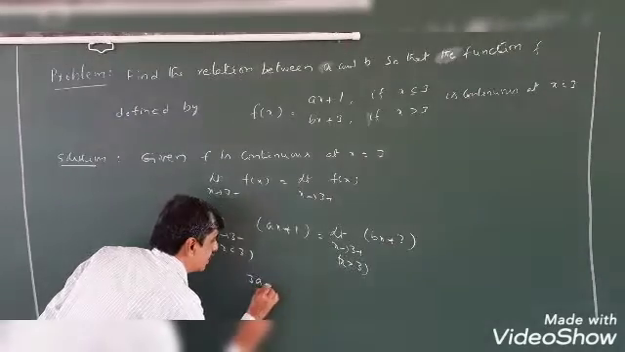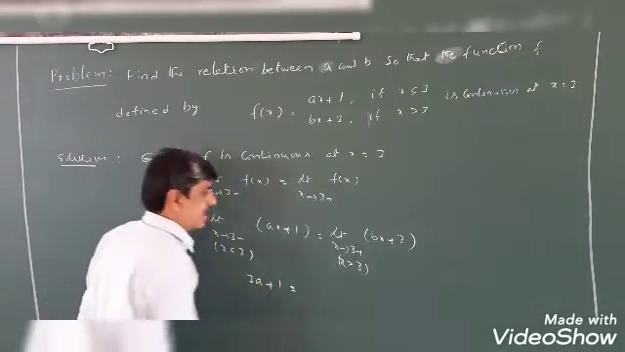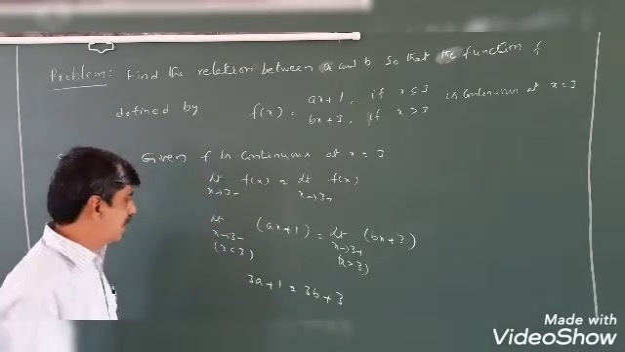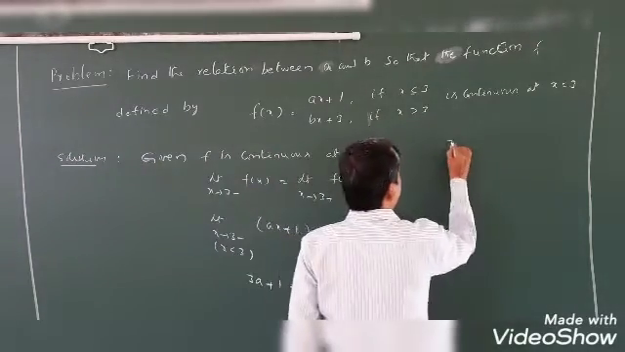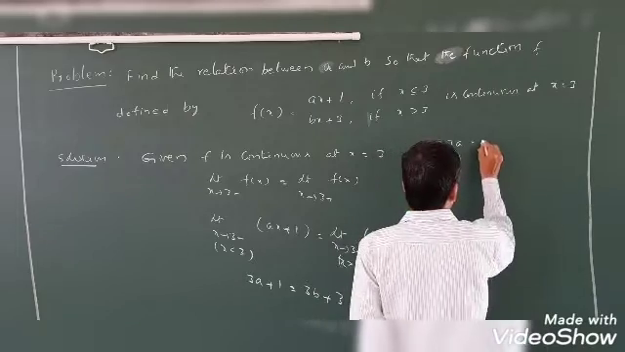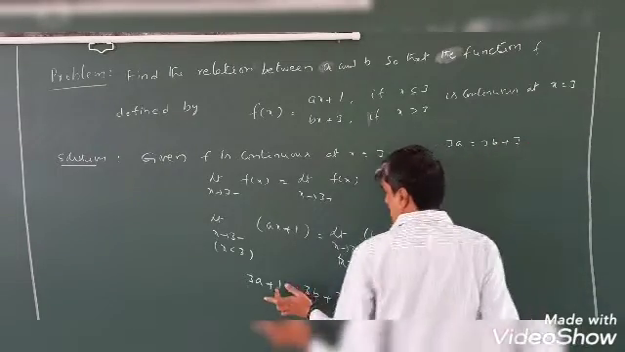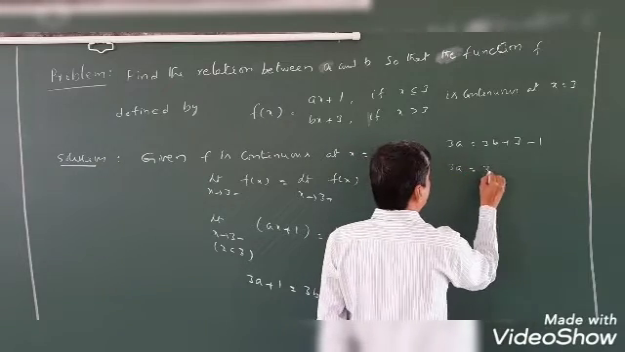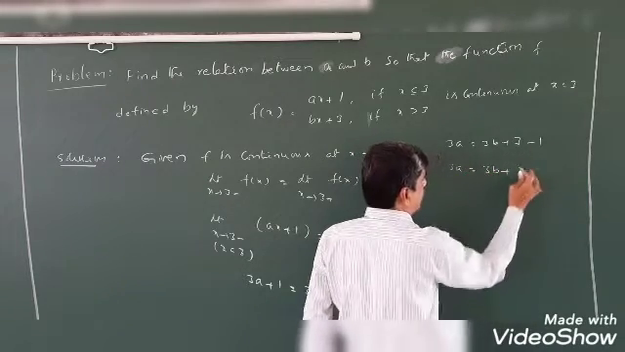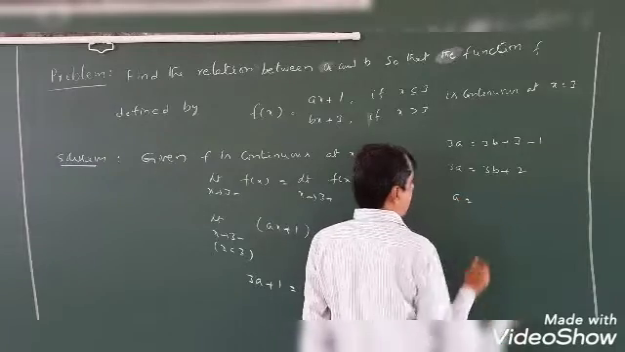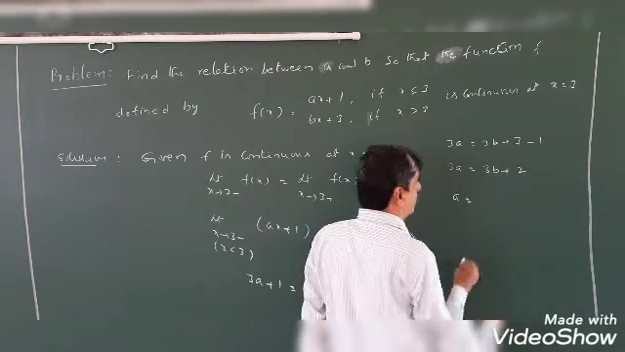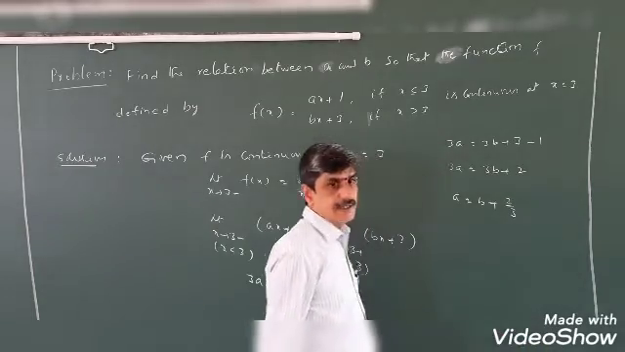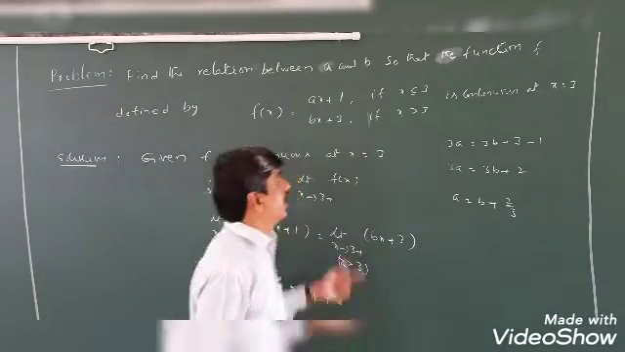So this limit value is 3a plus 1 is equal to 3b plus 3. So 3a is equal to 3b plus 3, and this plus 1 should go to the other side as minus 1. So 3a is equal to 3b plus 3 minus 1. Then divide by 3 on both sides, so a is equal to (3b plus 2) by 3. This is the relation between a and b.